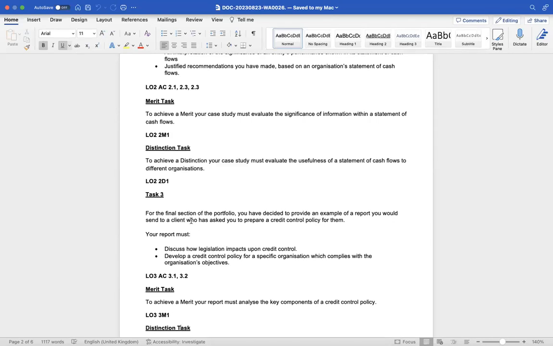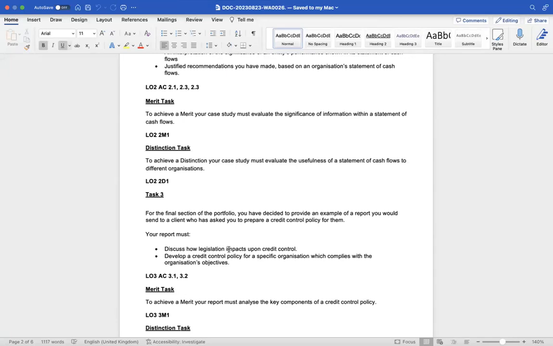So for the final section of the portfolio, you have decided to provide an example of a report you would send to a client who has asked you to prepare a credit control policy for them. Your report must discuss how legislation impacts upon credit control, and develop a credit control policy for a specific organization which complies with the organizational objectives, right? So, choose a specific organization.